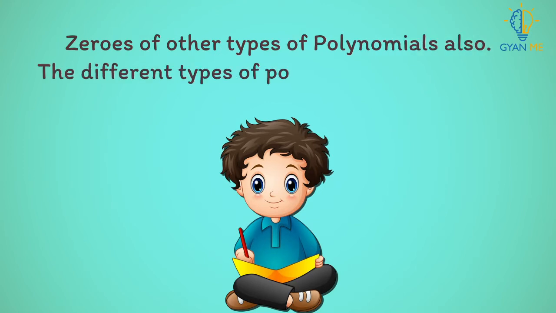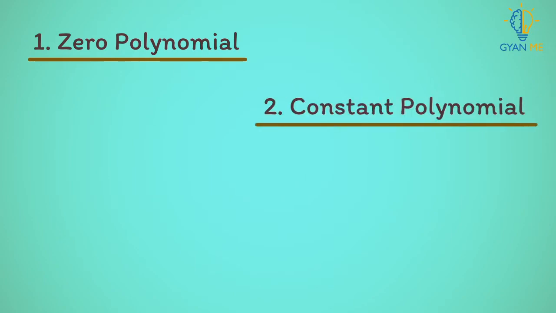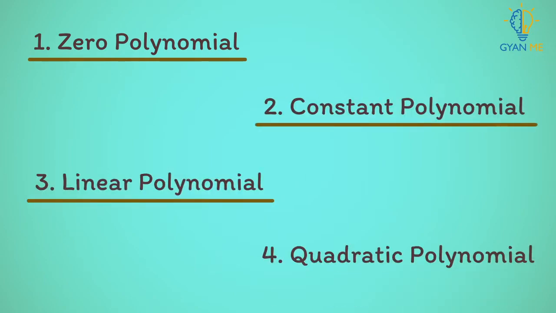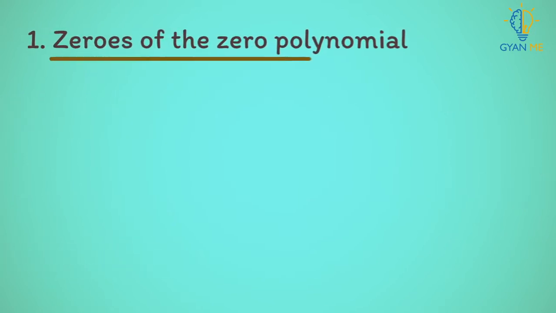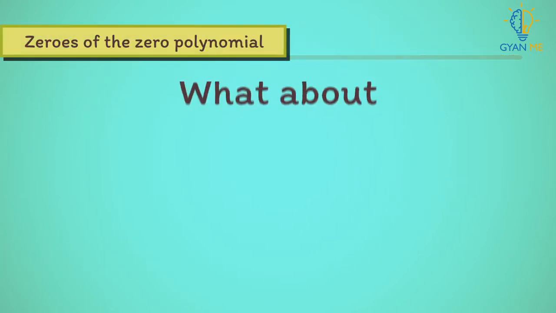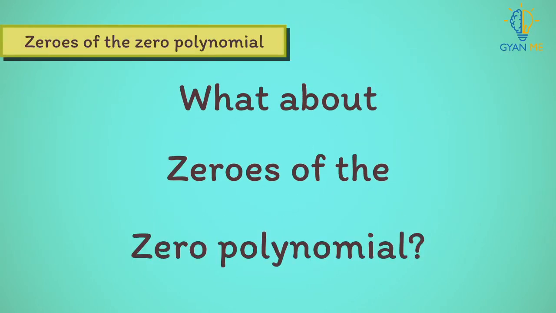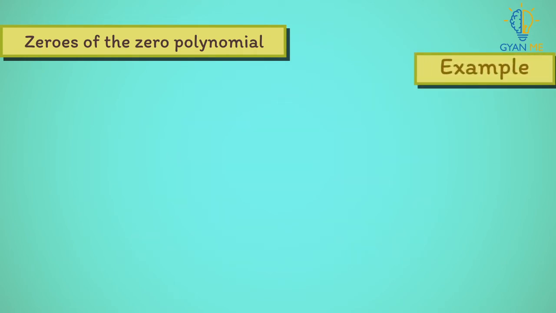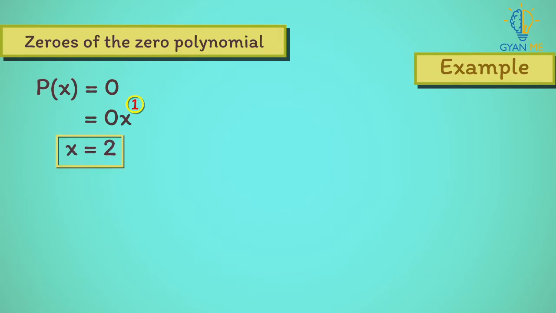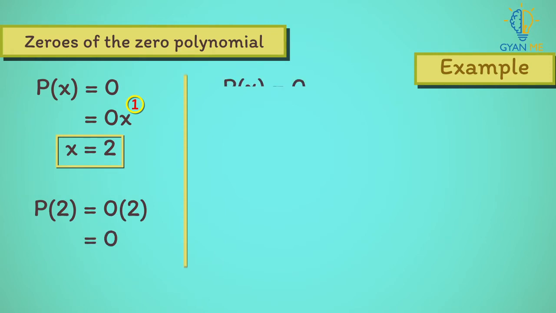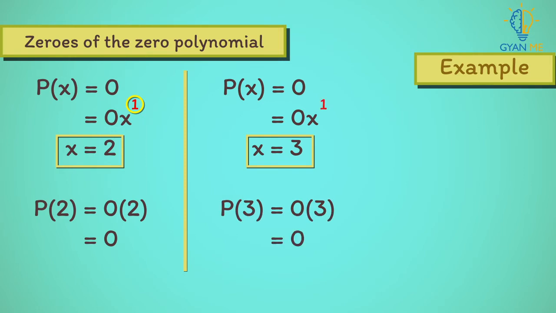The different types of polynomials covered are zero polynomial, constant polynomial, linear polynomial and quadratic polynomial. Let's start with zeros of the zero polynomial. What about zeros of the zero polynomial? Let us understand by example. We can write the zero polynomial as 0x, that is as a linear polynomial. Now replacing the variable with 2, we still get value 0. Similarly, if we replace x by 3, again the value will be 0 only.